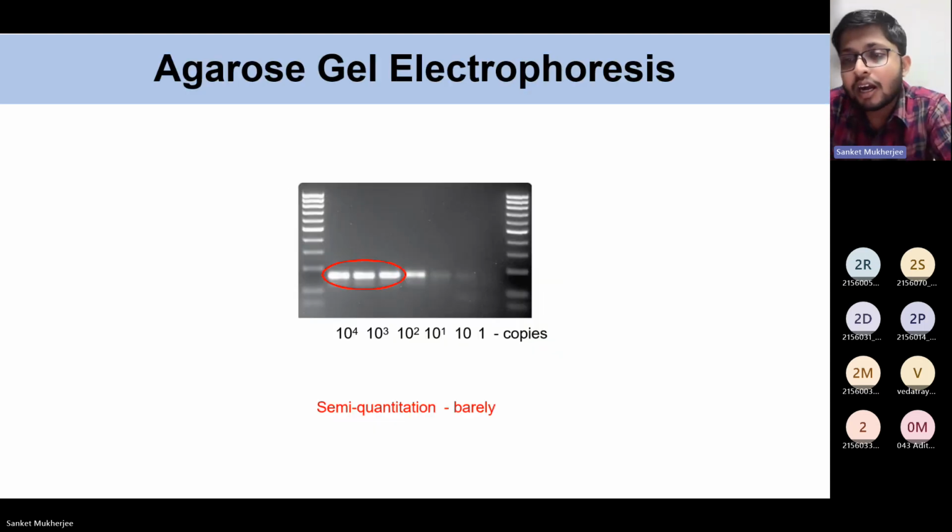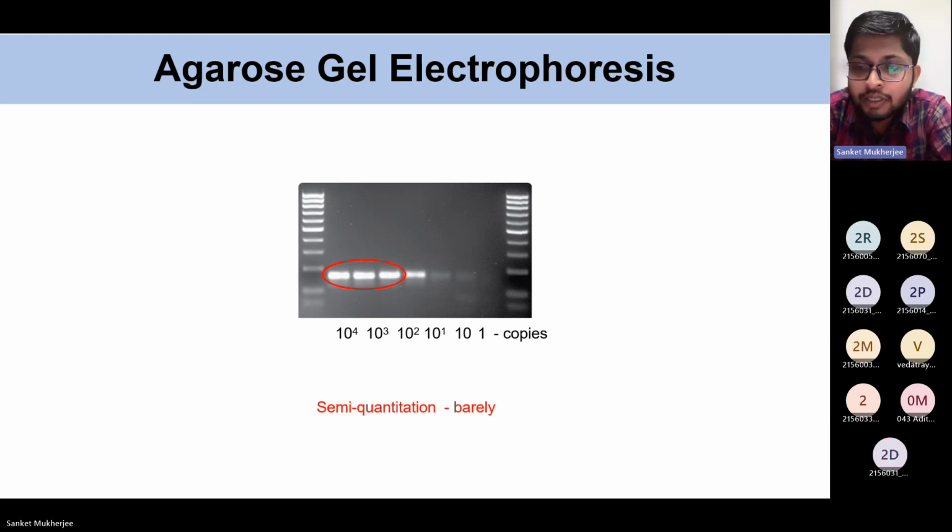Anyway, after you get your amplicon, you will run an agarose gel electrophoresis, right? What is the problem that you see if you have one copy of DNA? Can you see any band here? No, sir. 10 copies, very faintly visible. You cannot make out. Then you make 100 copies, something is visible. 1000 copies, it's clear. Then 10,000 copies looks the same.